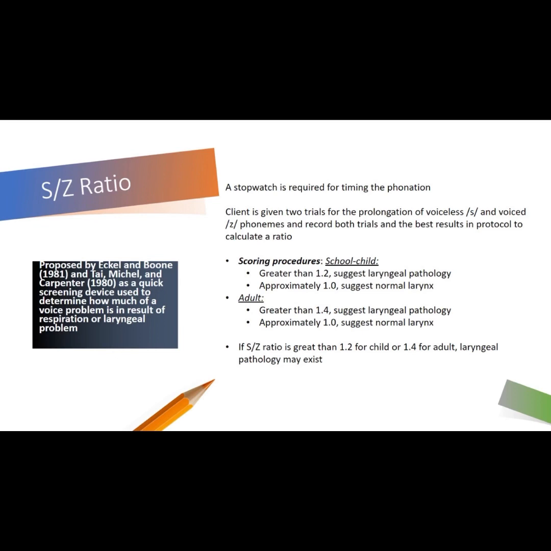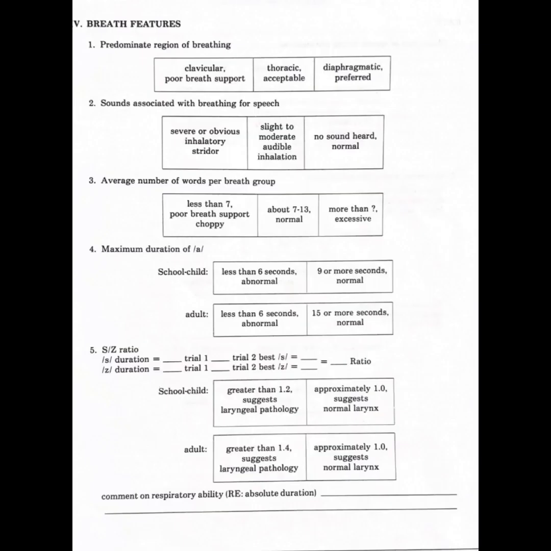The S and Z ratio requires a stopwatch to time the phonation. The client is given 2 trials for the prolongation of voiceless S and voiced Z phonemes. Both are recorded and the best results are put in the protocol to calculate the ratio. If the S-Z ratio is greater than 1.2 for the child or 1.4 for the adult, laryngeal pathology may exist. Let's take a look at how the clinician tests breath features.